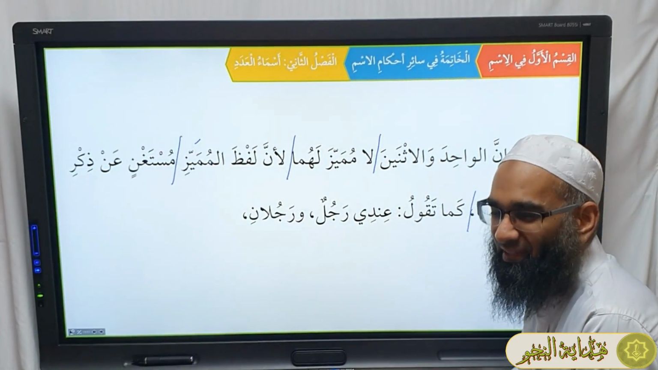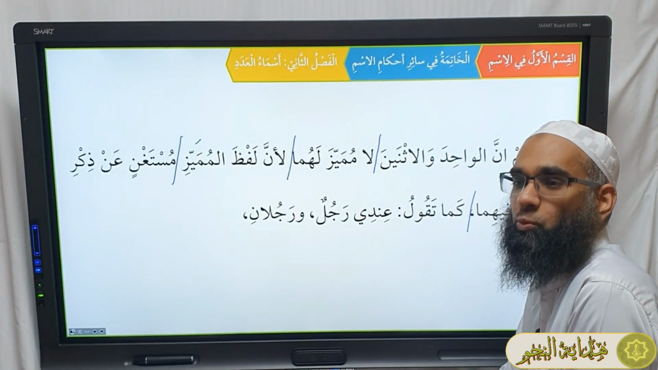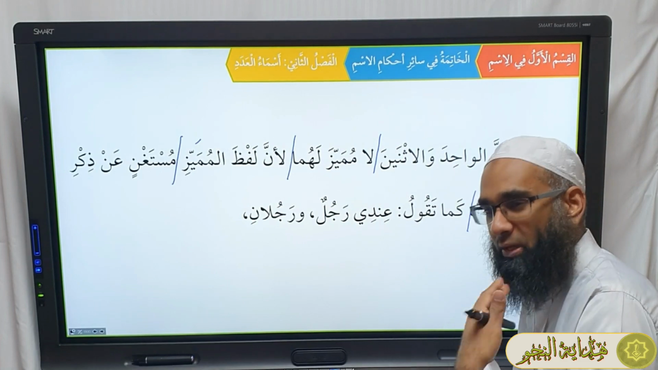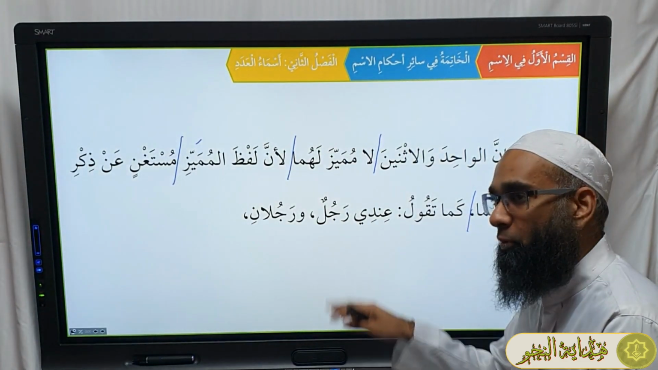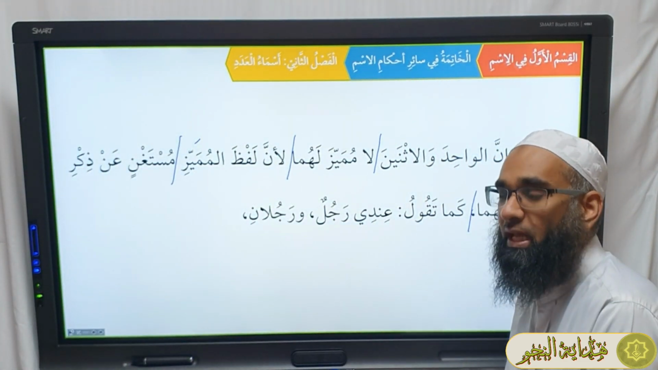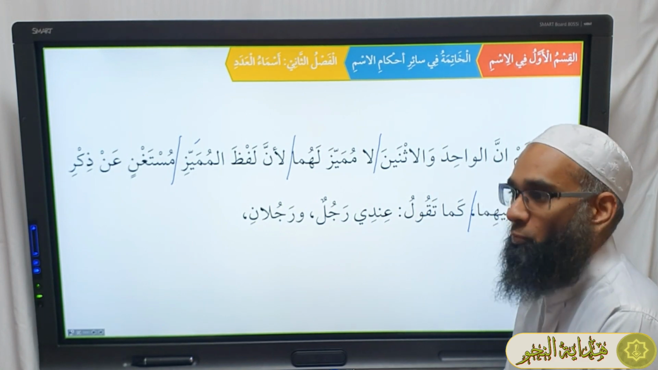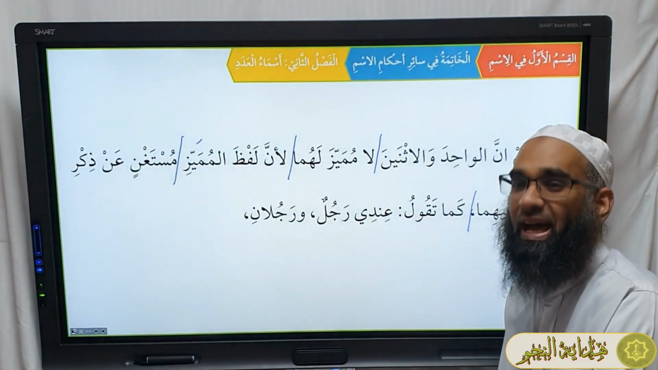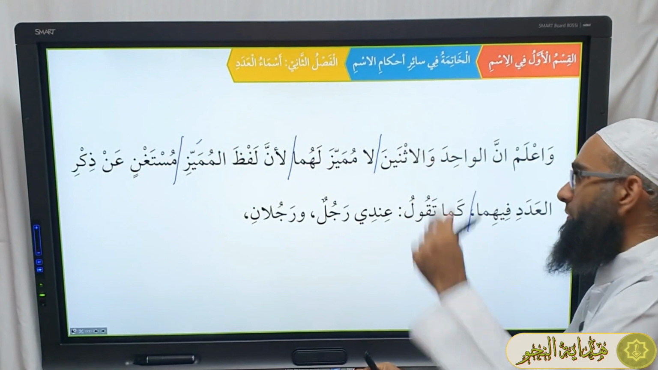As I said before, when you say رجل, it means one man. امرأة means one woman. You don't need to mention one. But you can mention it for tawqid. He hasn't mentioned it in the book, but you can, for example, إله واحد, إلهين اثنين. You can mention it for tawqid. So I've mentioned it there so it's easy for you to remember.